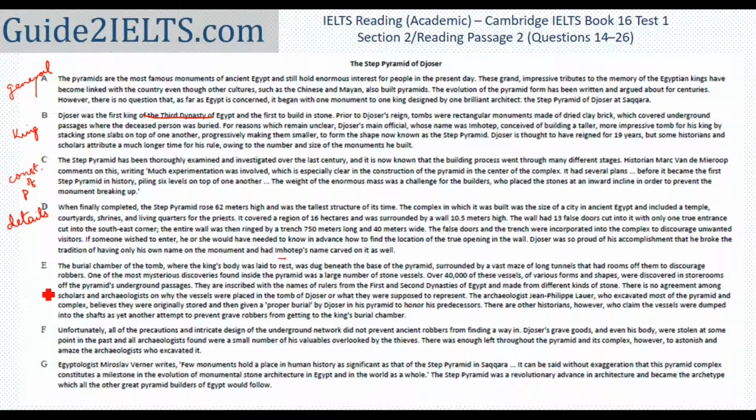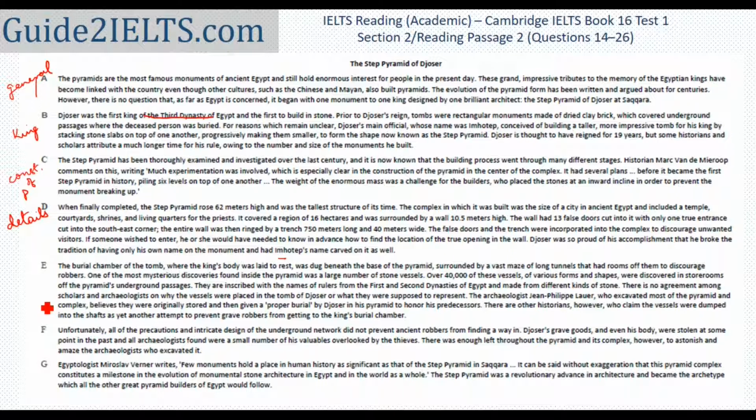The burial chamber of the tomb where the king's body was laid to rest was dug beneath the base of the pyramid. There are other historians, however, who claim the vessels were dumped into the shafts as yet another attempt to prevent grave robbers from getting to the king's burial chamber. These are details about what is inside or what was put inside the chamber and why. What do historians think about it?